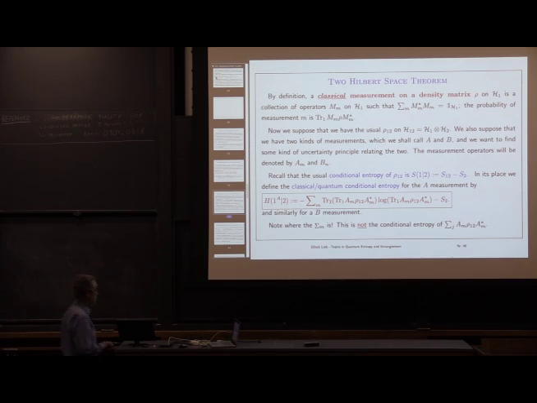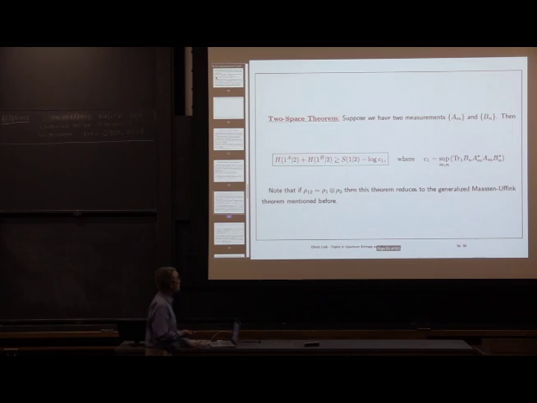And I'm going to tell you this generalized uncertainty principle. So suppose we have two measurements, as I said before, A's and B's, and I measure the classical conditional entropy, which I just defined for you, for measurement apparatus A, and the same thing for measurement apparatus B. And that's bigger than the conditional entropy of the original density matrix minus a constant.